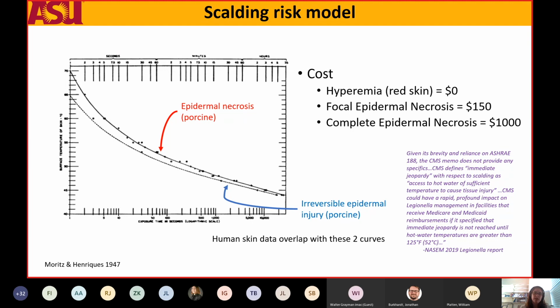So we were able to read data and fit functions to these curves and then use them in our model as thresholds for the amount of skin damage, and then apply costs for those based on literature data and insurance reports that assign costs to different types of medical visits.